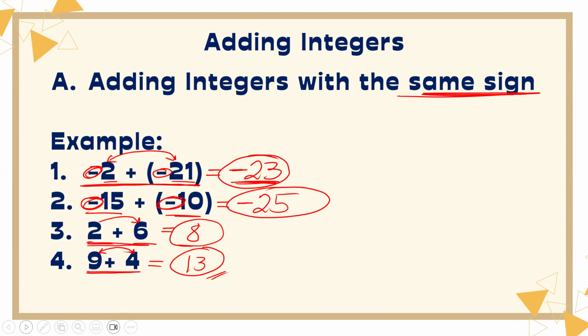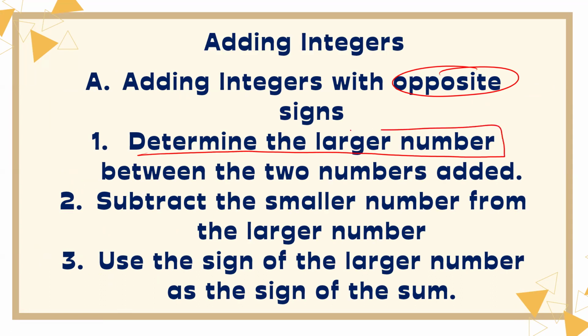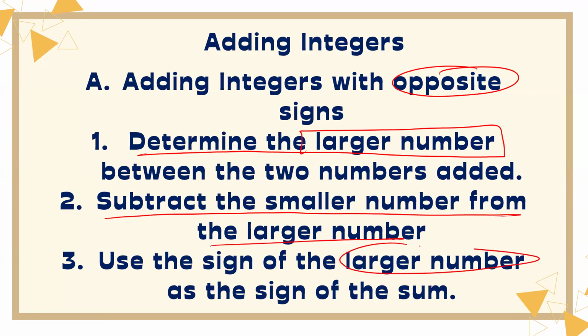What about if we add integers with opposite signs? What would be the rule? So the rule when adding integers with opposite sign is to first determine the larger number of the two numbers that you will be adding. Then we subtract the smaller number from the larger number. Then we use the sign of the larger number as the sign of the sum.